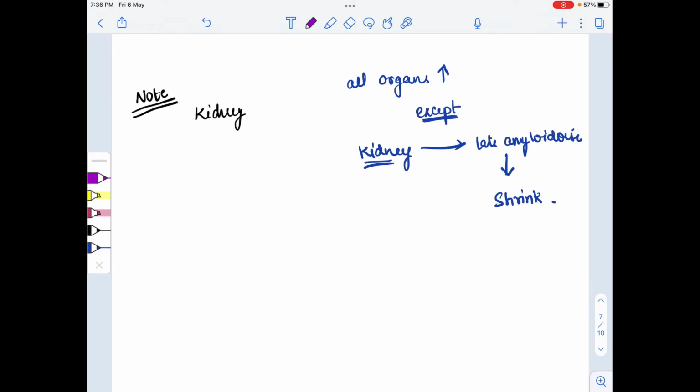And why will this shrinkage be there? Due to ischemia we see shrinkage. So all organs increase in size except the kidney, and in the kidney particularly in the late amyloidosis situation. So this is the one note point we have to remember: which organ shrinks in size in the deposition of amyloid? The answer is kidney.